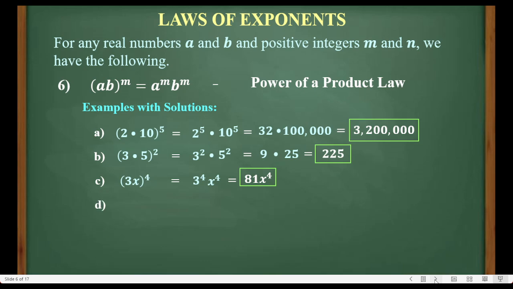Next, the fourth item, letter D. How about this one? Negative of quantity 2xy cubed. Since the negative is outside the parenthesis, it is not covered by the exponent 3, no? Yan.